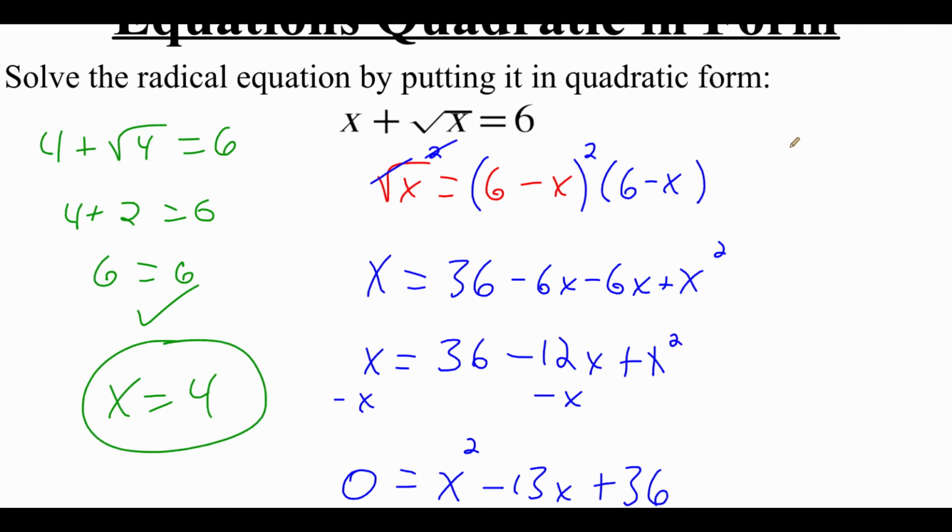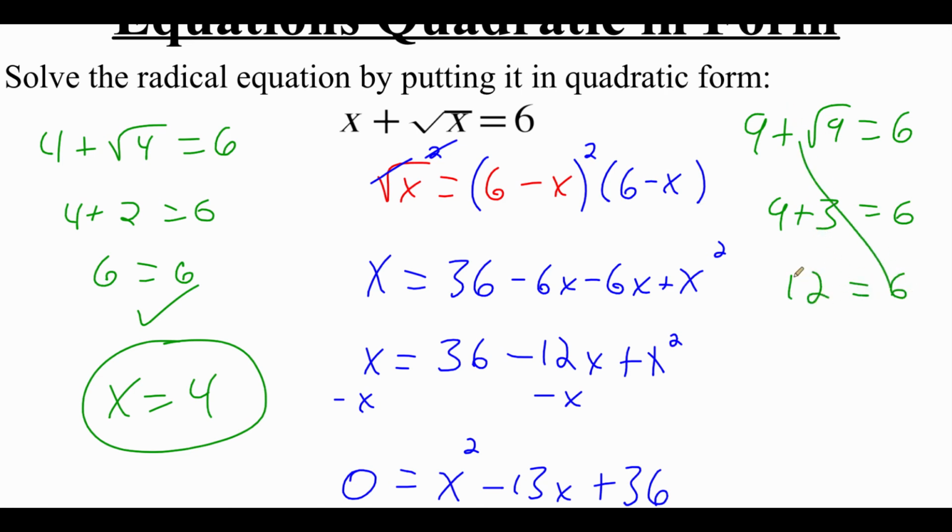But then I also need to test 9. So 9 plus the square root of 9 equals 6. Well, the square root of 9 is 3. But if I add 9 to 3, I'm not going to get 6 as an answer. I'm going to get 12. So 12 equals 6. 9 does not check out as an answer. So 4 is the only solution to this equation.